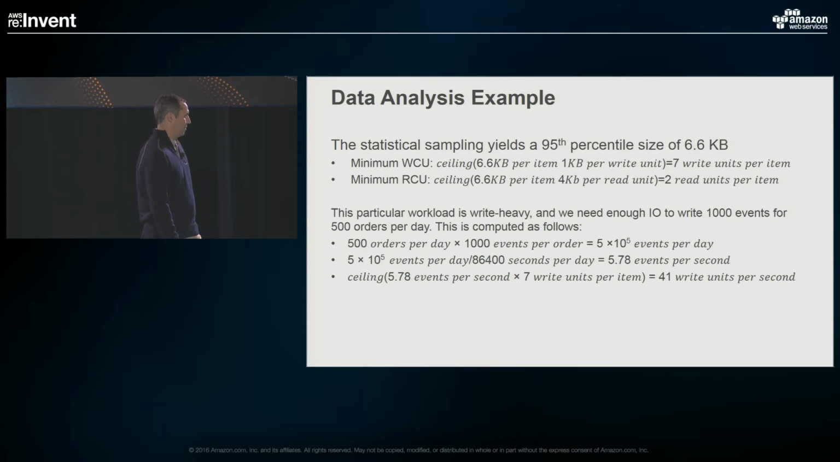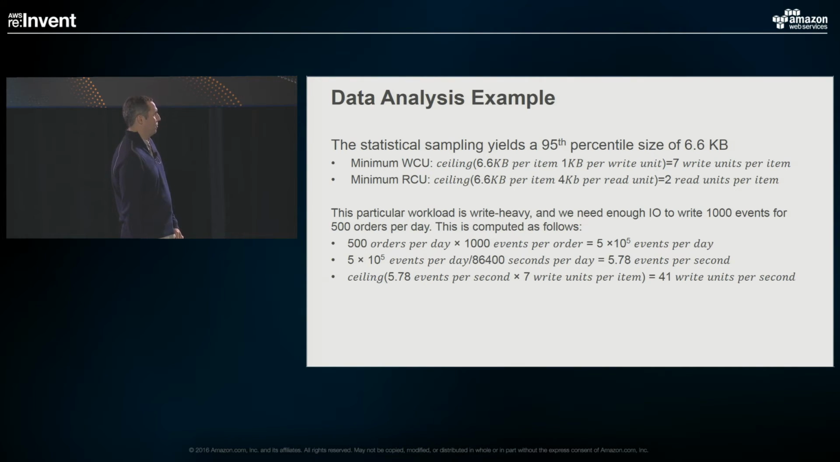If you pick the 90th percentile, you're probably pretty good, right? So if your items are going to be 6.6 KB and there's only 5% of items that'll be bigger than that, you can use that. And in this case, we're just walking through essentially some basic arithmetic showing what's the number of write units we need per item, the number of read units.